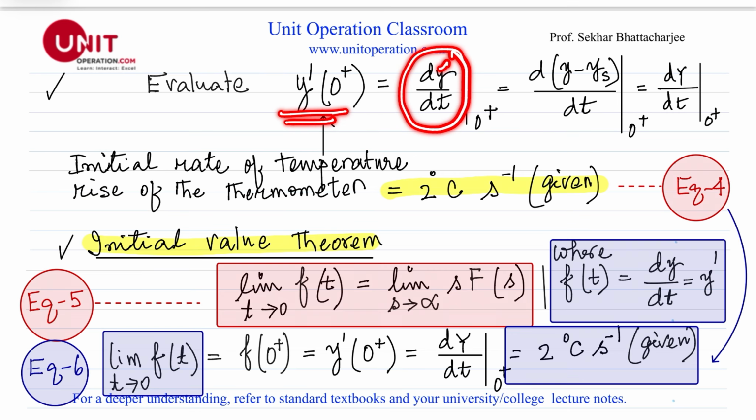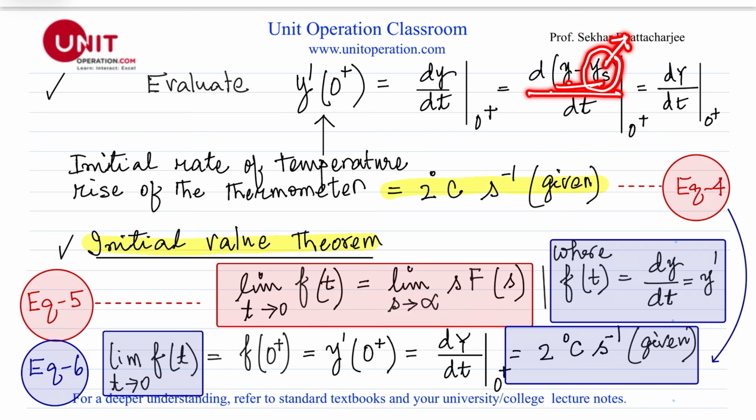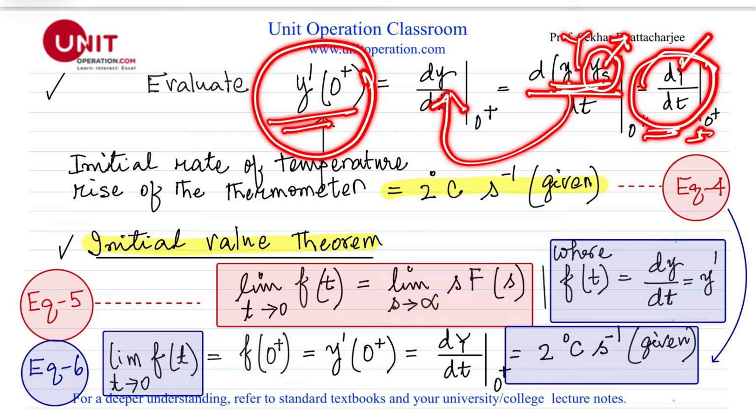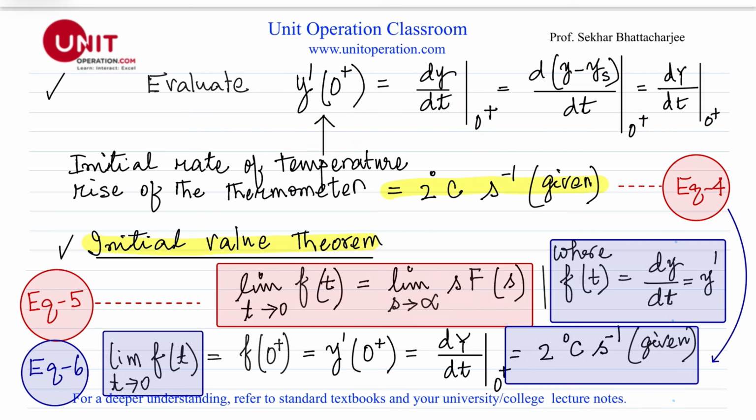So let's call this the temperature. Y is the temperature rise, so that is dy over dt at 0 plus, equal to dy minus ys. Ys is the steady state temperature, so this is constant, so this is nothing but the same as capital Y. So this initial rate of temperature rise, of course, is dy over dt in terms of the deviation variable at 0 plus, and this is 2 degrees Celsius inverse. Now, let us use the concept of the initial value theorem.